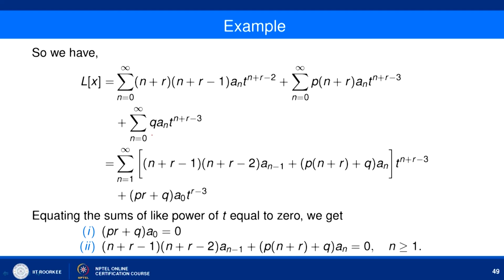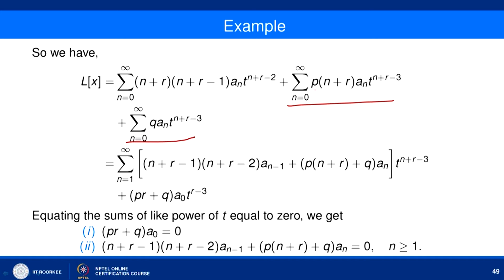Now just collect all the terms. Look at the term of t to the power r minus 3. This term will give you the coefficient of t to the power r minus 3, and that corresponds to n equal to 0.